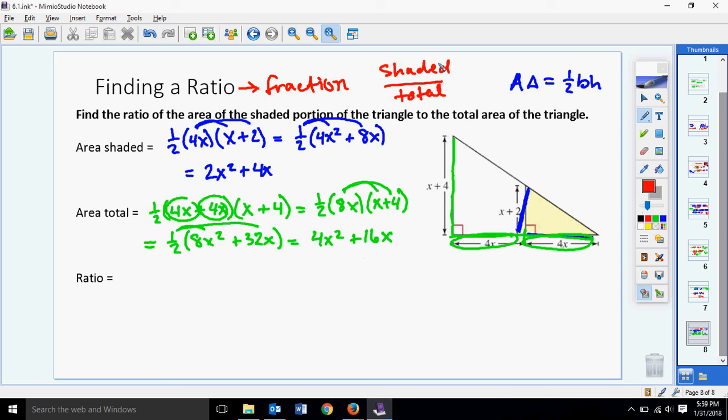So like we said, we wanted to make a fraction, a ratio, with the shaded area on top and the total area on bottom. So the shaded area was 2x squared plus 4x over 4x squared plus 16x. Now we just talked about how to simplify something like this. So we're simplifying this rational expression. In the numerator, I can take out a 2x, and I'd be left with x plus 2. The denominator, I can take out a 4x, and I'd be left with x plus 4.